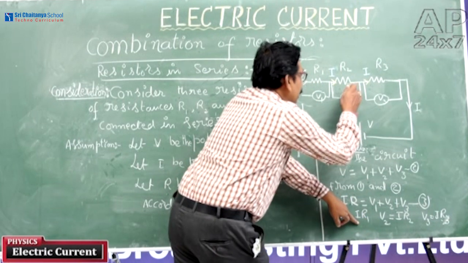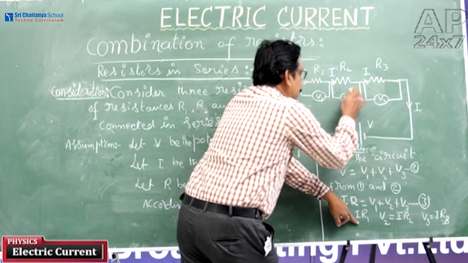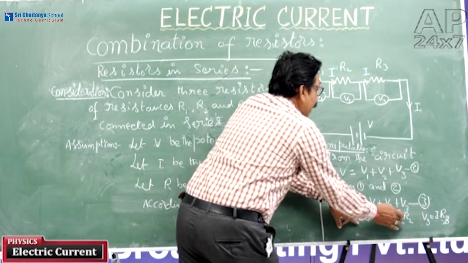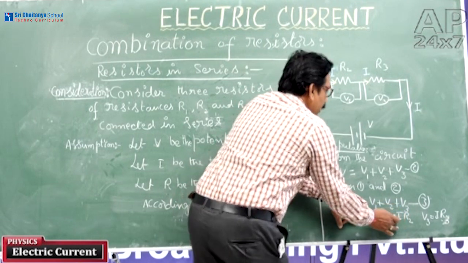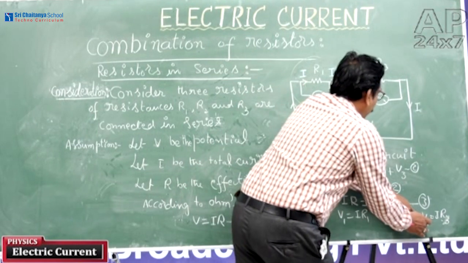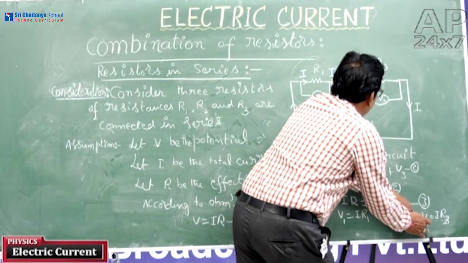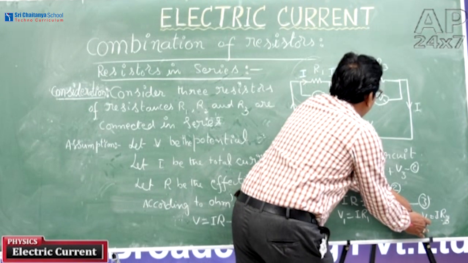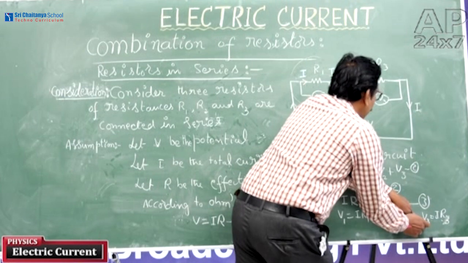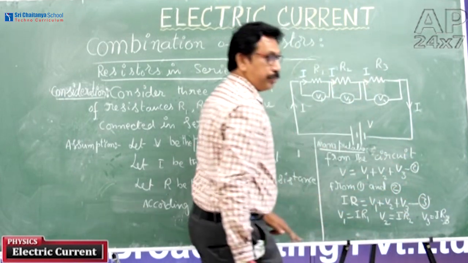Come on students, if you apply Ohm's law here, what will you get? V2 is equal to IR2, isn't it? Now, similarly, can you apply Ohm's law across this resistor R3? Yes, we can apply. So, in this case, V3 is equal to IR3.